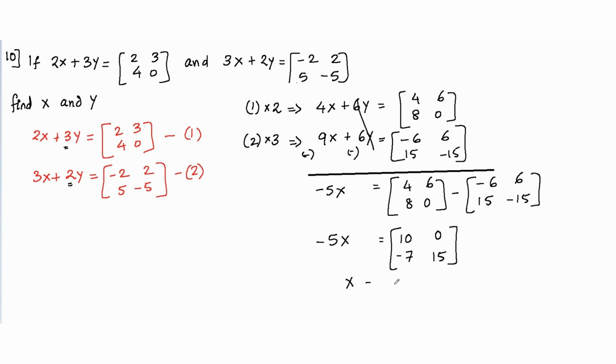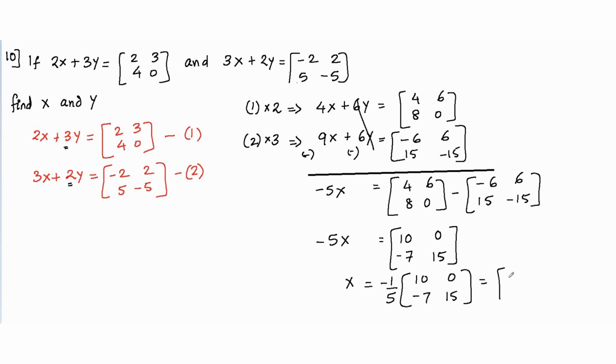So x is therefore equal to, negative 5 should go down to division. So x is therefore equal to negative 1 by 5 times this particular matrix. So let's write it down. Negative 1/5 of the given matrix, which is [10, 0; -7, 15]. And let's write its value.